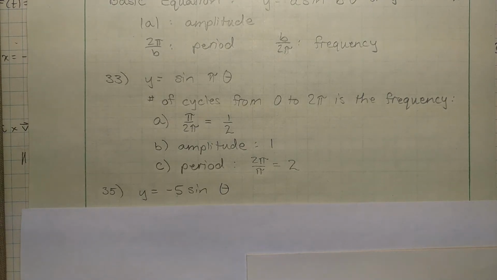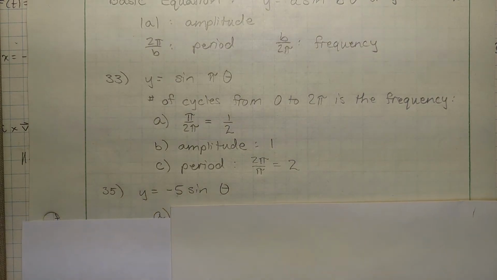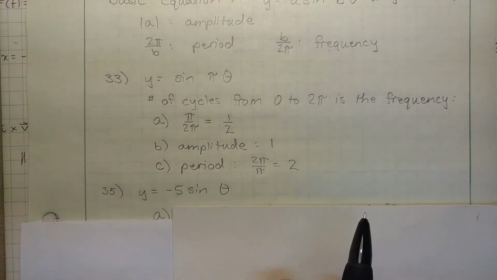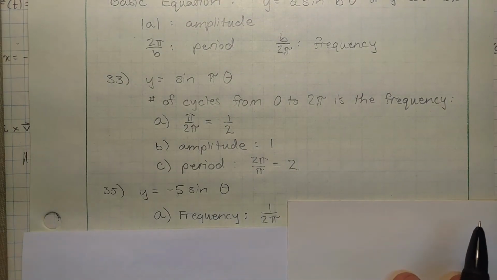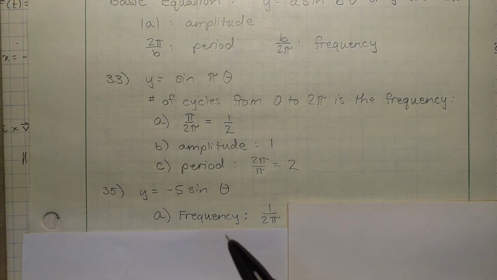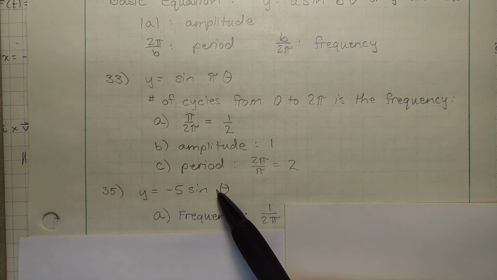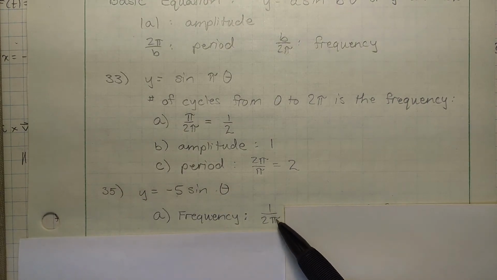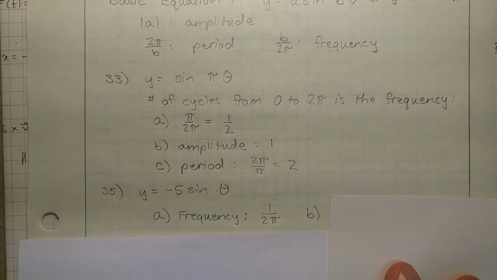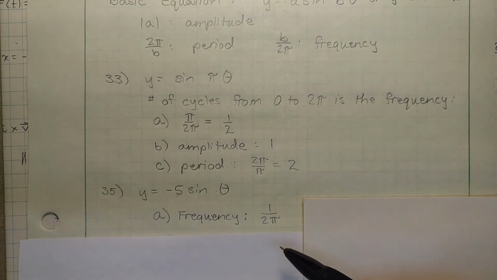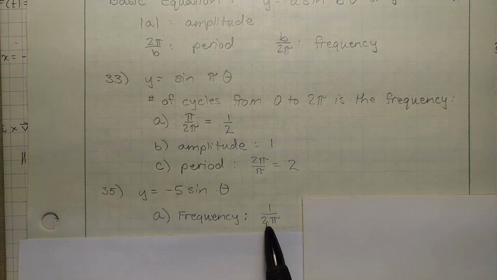So notice first thing we need is the number of cycles. So the number of cycles, we're going to do frequency here. So the frequency, notice my value here is 1 for my B. So I got 1 for B over 2 pi. So it makes 1 over 2 pi cycles in that time. In other words, it makes 1 cycle for every 2 pi is in essence what's happening.